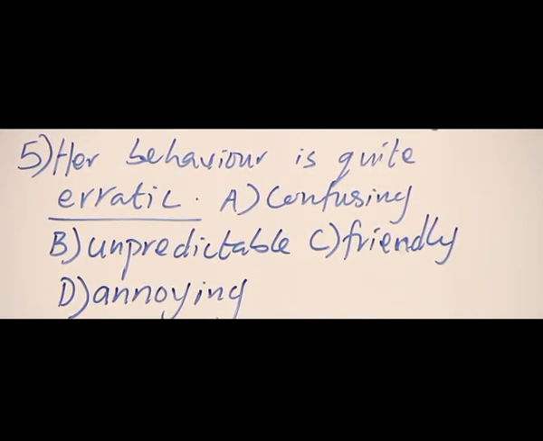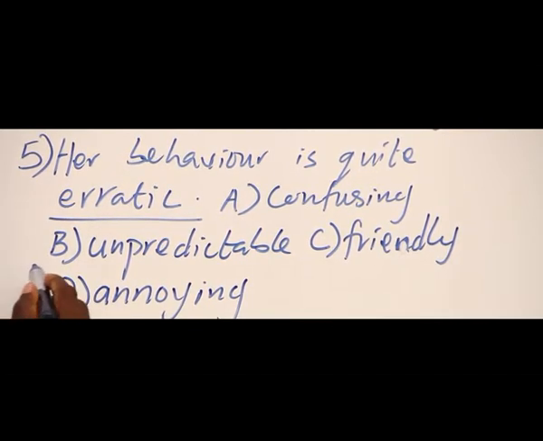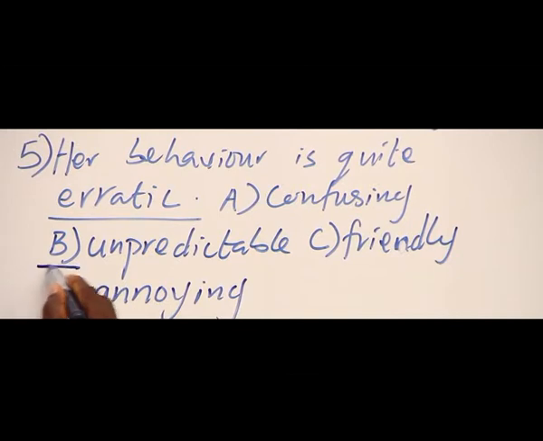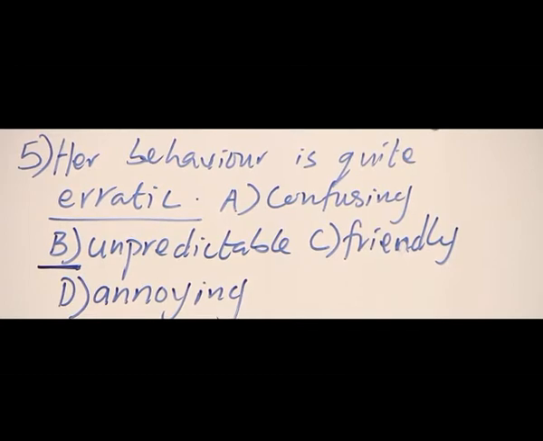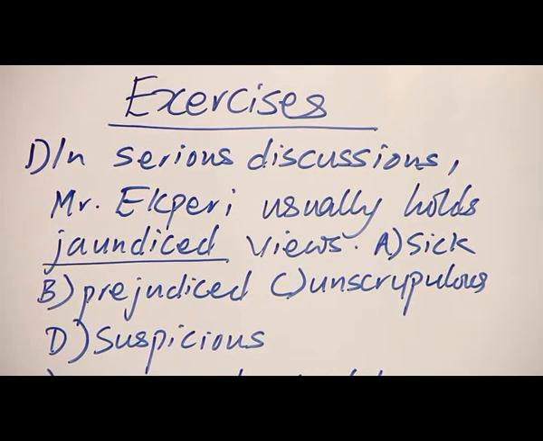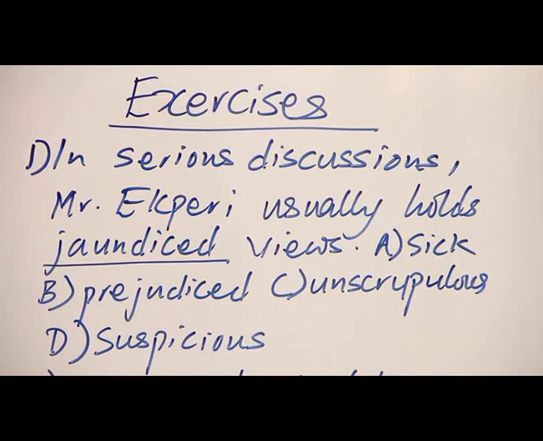The person behaves this way now, and by the next time she comes up with an aspect of her behavior, it's a different thing entirely. So our answer then is unpredictable. Her behavior is quite erratic, means that her behavior is quite unpredictable, cannot be predicted. Now let's take some questions to try our hands.